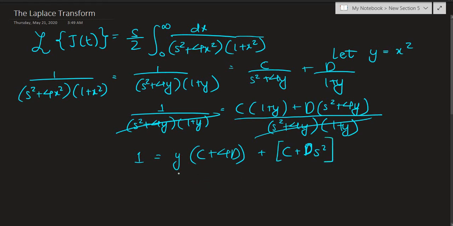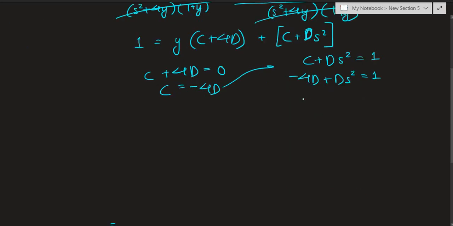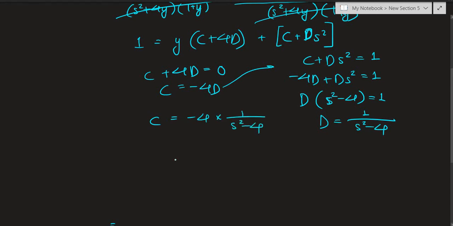So now notice that there are no y terms on the left hand side, so this coefficient of y, c plus 4d, has to equal 0, and this being the only constant term has to equal 1. So c plus d s squared equals 1, and c is nothing but negative 4d, so we can substitute that over here. So negative 4d plus d s squared equals 1, and when I collect the d's, I have d times s squared minus 4 being equal to 1. Now divide everything by this term. We have d equal to 1 divided by s squared minus 4. What's c? It is negative 4 times d. So negative 4 times 1 over s squared minus 4.